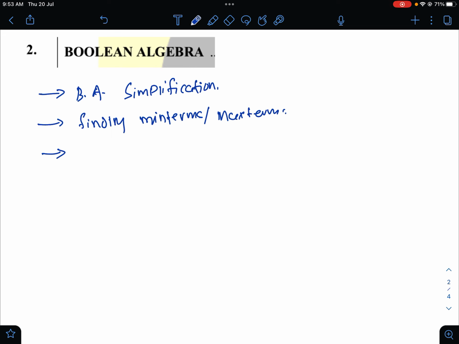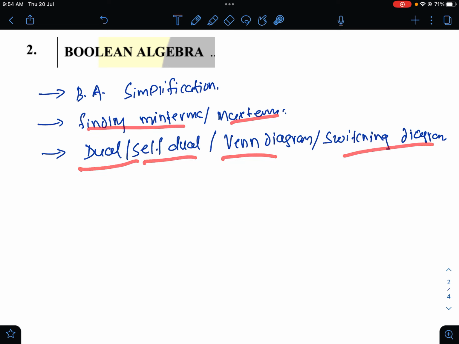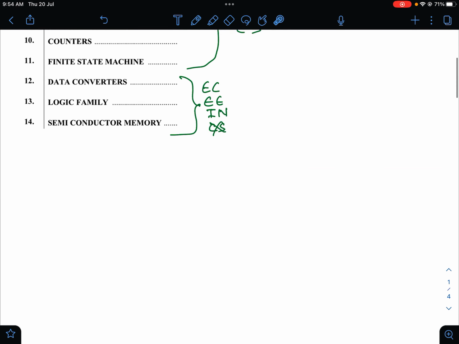Sometimes questions are framed based on the concept of dual, self-dual, sometimes Venn diagram, and sometimes switching diagram. So generally, if there is a question from Boolean algebra, 99% of cases that question will belong to one of these three categories: Boolean algebra simplification, finding min terms and max terms, then dual, self-dual, Venn diagram, switching diagram based questions. So this is what you get in Boolean algebra.